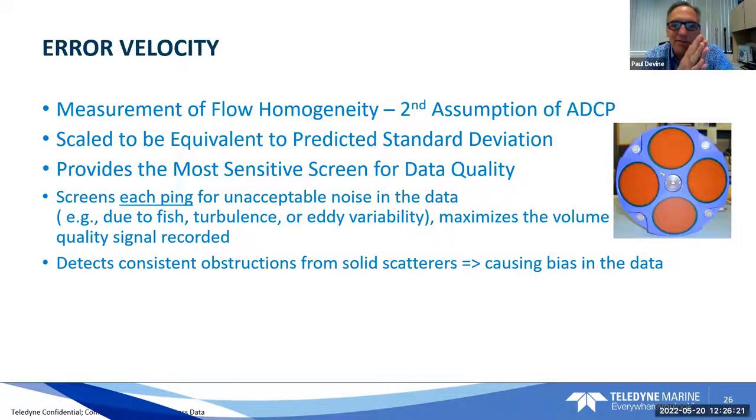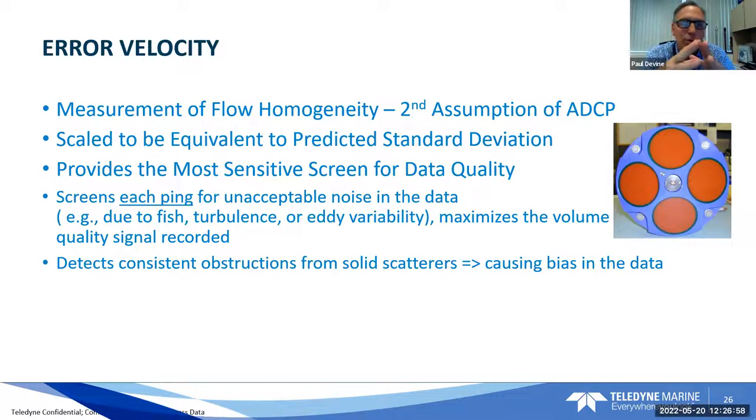So when we average this data set from the Verrazzano, it was a 6 minute average data set. And this data set was from 2003. So back then we had to average because memory was scarce. Now with modern memory cards, we don't have to average. We can store every single ping, and we can screen every single ping in post-processing. But the ADCP does it. If you choose to average, each individual ping is screened for high error velocity.